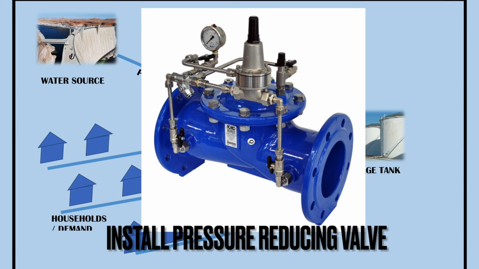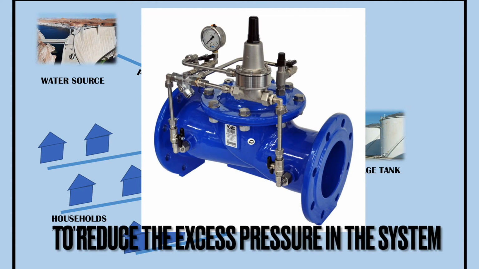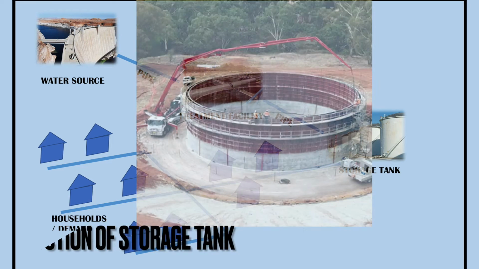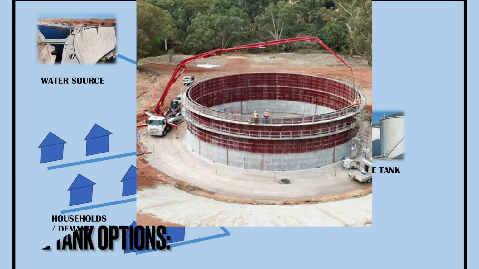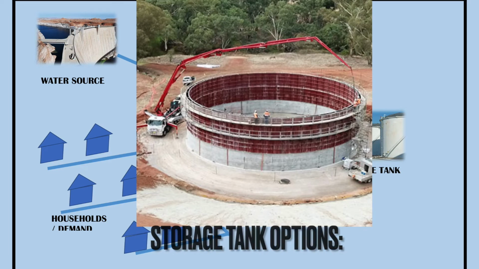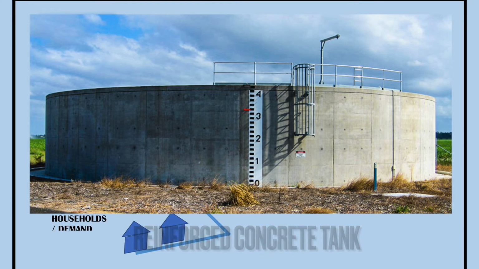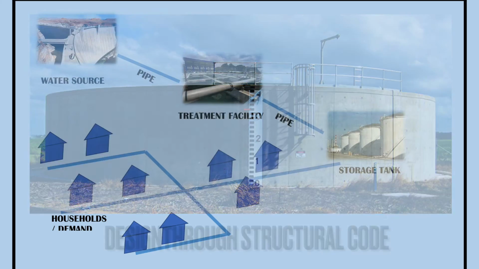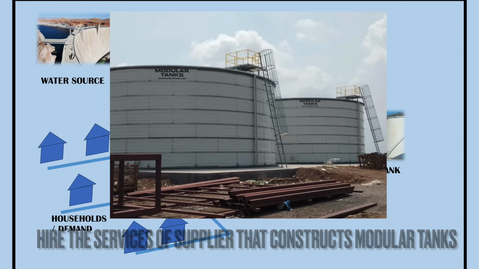Pressure-reducing valve is being installed to control the pressure going to the households to avoid leaks due to high pressure in the system. For construction of storage tank, after determining the storage volume, there are available options to construct this. First, by using reinforced concrete tank which can be designed using structural code. Second, hire the services of supplier that construct a modular tank made of steel, fiberglass and many others.